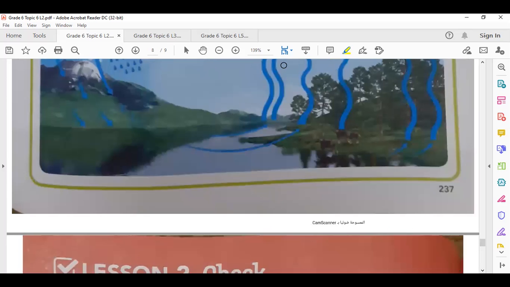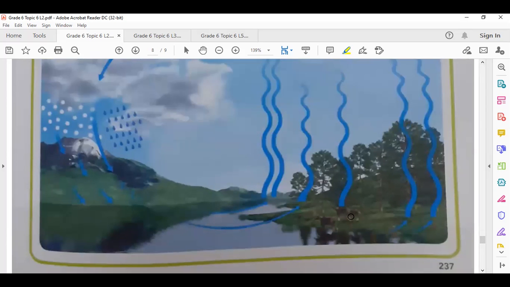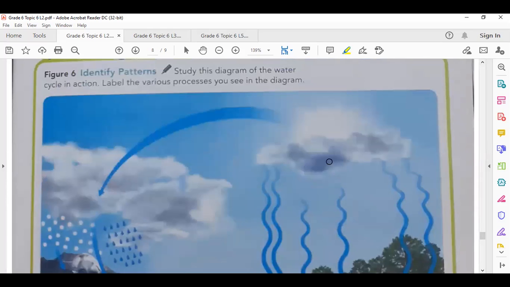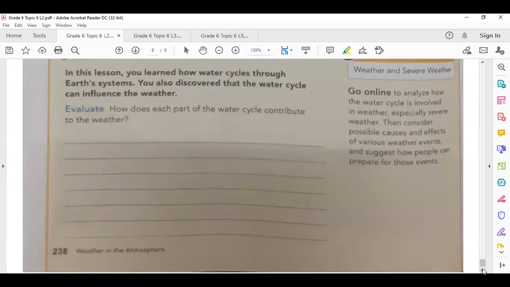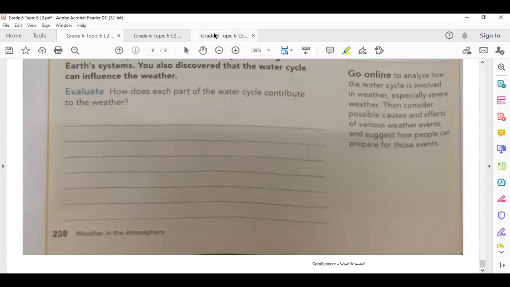Now look here at this diagram. Respiration, transpiration, and evaporation: in all of these processes, water changes to water vapor and goes to the atmosphere. Here it condenses and forms the clouds, and finally it falls as precipitation, as rain, snow, sleet, or hail. We finished lesson 2 and the meeting will be finished.